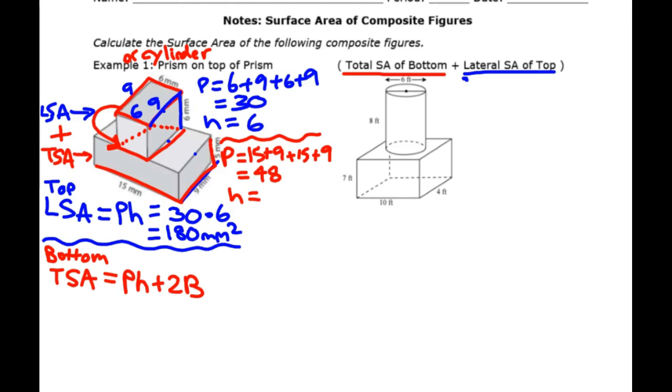Okay. What is the height of the bottom prism? Okay, it's right over here. So 5. And then big B, area of the base of the bottom base. The dimensions of the bottom base are 15 and 9. So 15 times 9, because it's a rectangle, gives me what? Please make sure you're writing this down. 135.